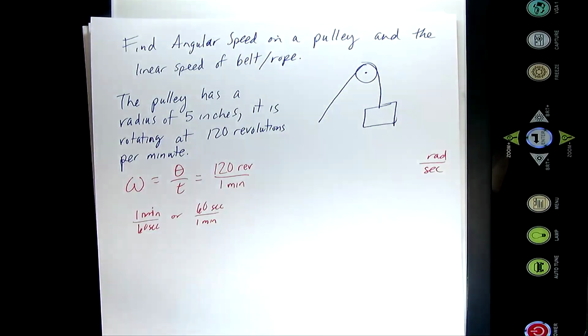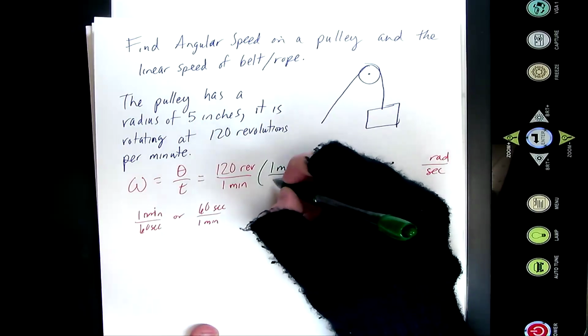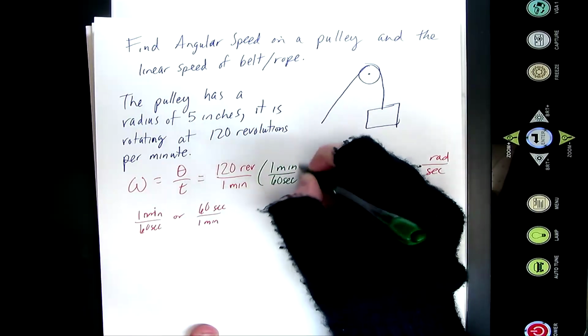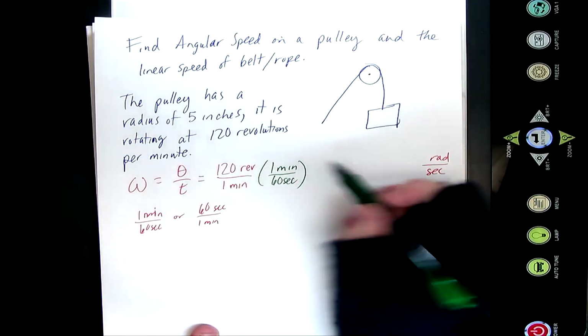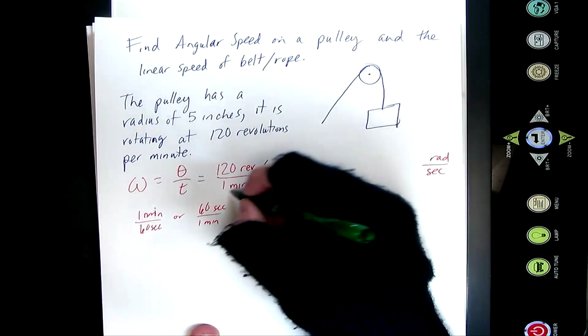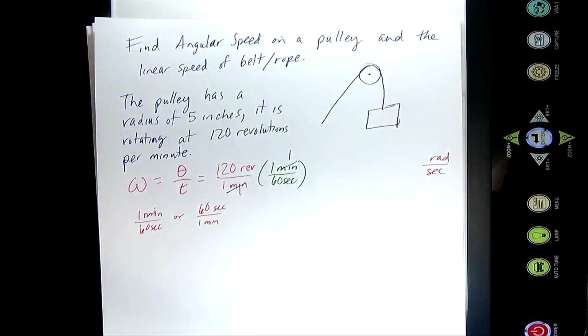What do I wanna choose? 1 minute on top, 60 seconds on bottom. Why? I'm gonna divide the 120, and then also you have opposite or like terms, and a numerator and a denominator. Yeah, we've got the same term, the minutes are on opposite sides, numerator and denominator. Look at you using the math jargon. So our minutes go away, now we're down to revolutions per second.